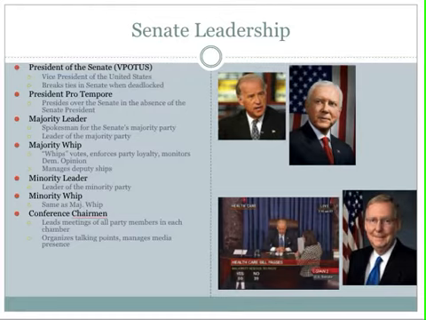And there's also a minority whip doing the same thing for the minority party. And then the conference chairman leads meetings of all party members in each chamber, organizes talking points, manages media presence.